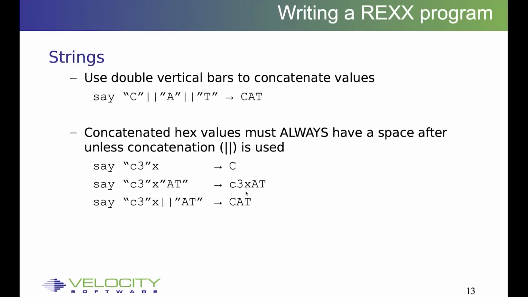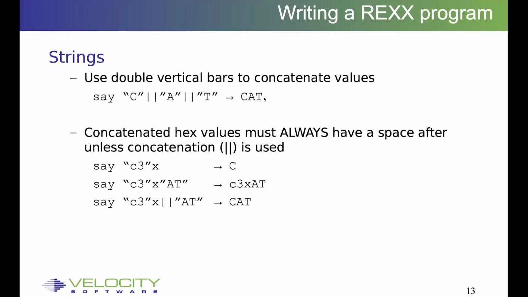You can use vertical bars to concatenate string values together. In this case, we are concatenating individual characters, but this can very easily be used to concatenate longer string values. So in this case, I am concatenating capital C, capital A, capital T, and the vertical bar symbols in between them just push them all together to create the word cat.